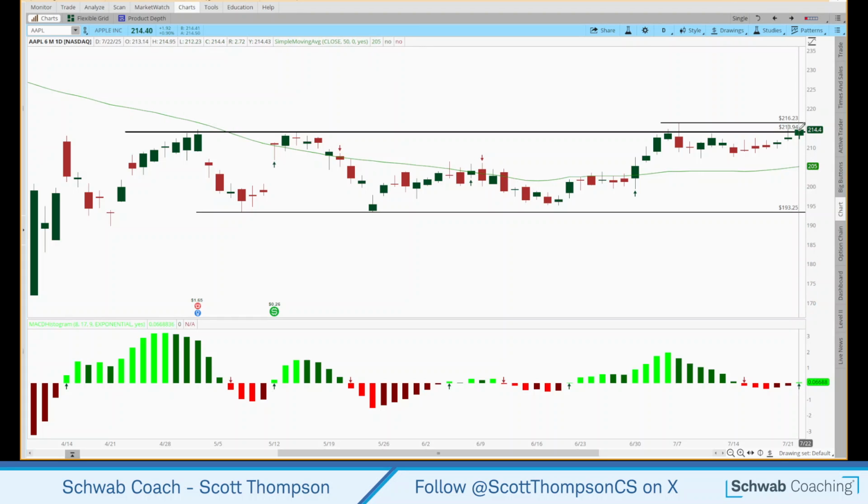But we have a green arrow. The stock's trading kind of sideways. The moving average is rising. So theoretically or technically, it's a valid buy signal.